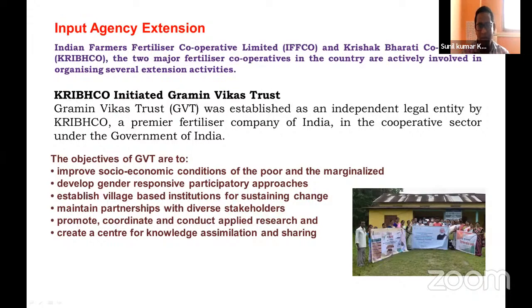Village-based institution, it can be a panchayat, a well-decorated panchayat, or the farmers FPOs, the group FPOs, the Atma linkages program. These type of village-based institution can be formed, like for women itself, it can be established by SHGs. So this type of village-based institution they are going for, and majorly they are pointing as a change point for sustainable development. Maintaining partnership with the diverse stakeholders, they are working majorly on convergence mode with every corner of input delivery or advisory delivery institutions, and promoting and coordinating conduct applied research, and creating center of knowledge dissemination and sharing to the farmers.